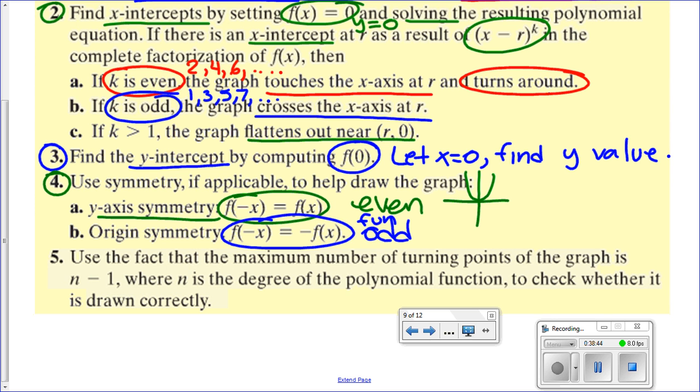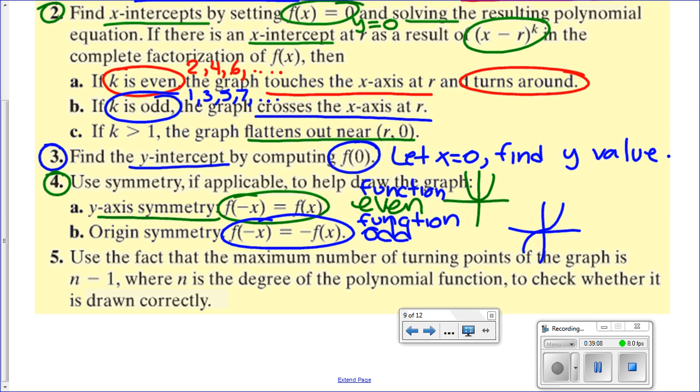I know we have a lot of odd, even. That's why it's very important that you do the review when I give that to you. Odd functions, they look like that, symmetric with respect to the origin.